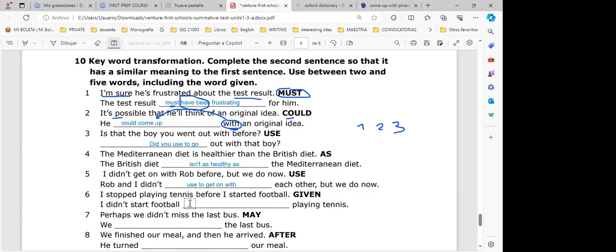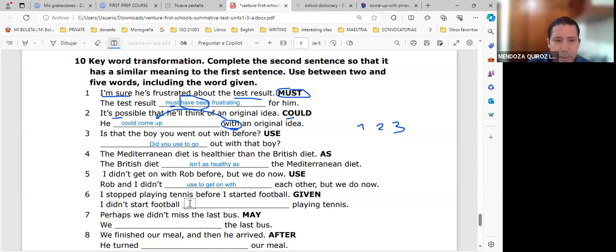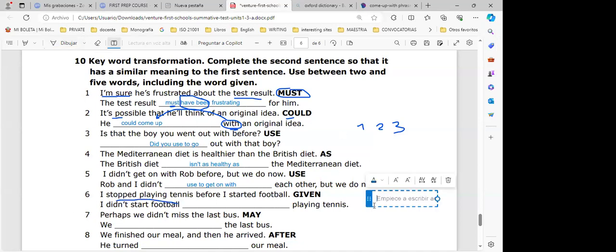I didn't start playing. No, I didn't start football. I don't know. Yeah, it's harsh. I have to acknowledge that it's harsh. Now, but you can start thinking like this, yeah? Stop playing a sport means to give up. Give up. Now, what else?